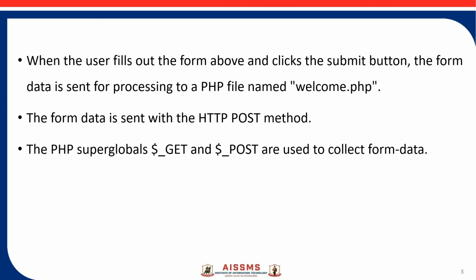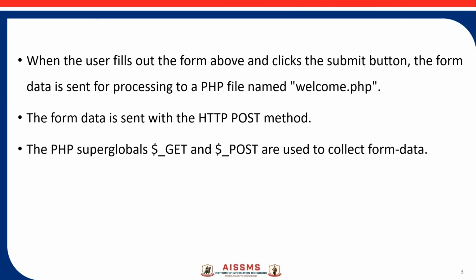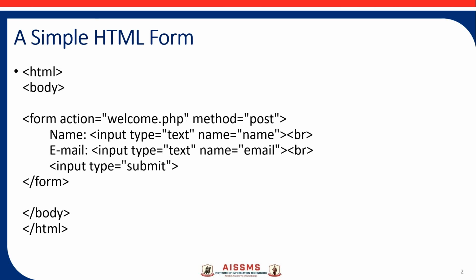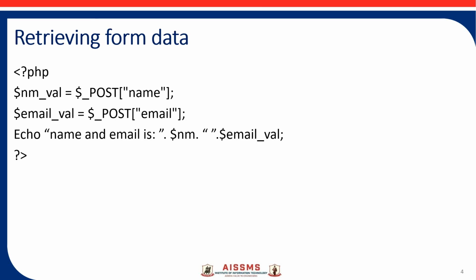The PHP superglobals $_GET and $_POST are used to collect form data. These are superglobal variables of PHP which are used to collect form data. When you submit your form with the HTTP POST method, to retrieve the form data the $_POST variable is used. When you submit your form data with the GET method, the $_GET superglobal variable is used to collect the form data.